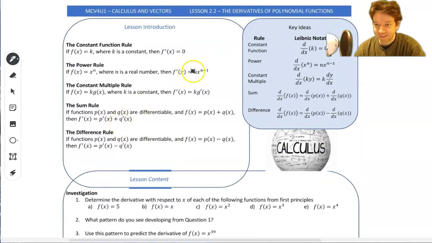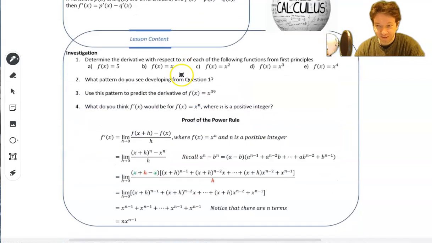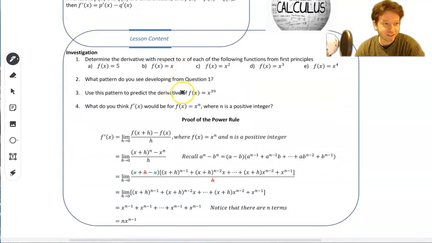All right, so this is chapter 2, lesson 2. We're going to look at derivatives of polynomial functions. So yesterday we started looking at derivatives and saying the derivative function was the limit of our difference quotient. Today we're going to see if there's any patterns with this.